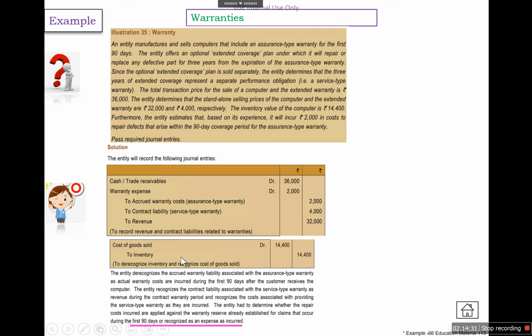So cost of goods sold we will recognize with a 14,400 value. The inventory value is 14,400. So we will recognize the COGS with 14,400 and we will reduce the inventory by 14,400.